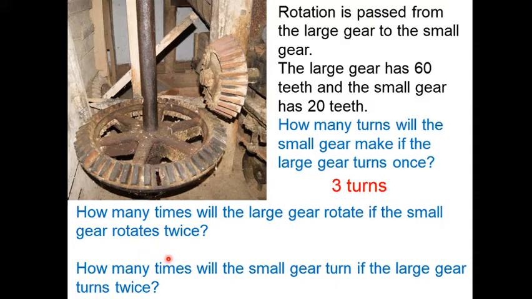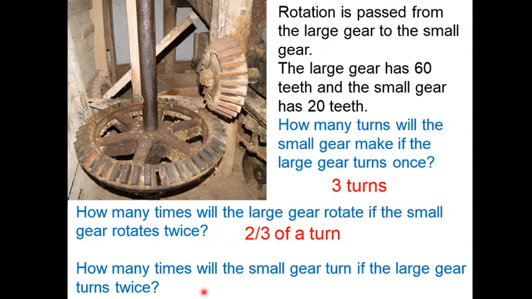For the second question, if the small gear rotates twice, how much rotation are you going to get on the large gear? Well, if the small gear rotates twice, that's 40 clicks. 40 clicks is 2/3 of 60, so you're only going to get 2/3 of a turn of the large gear if the small gear rotates twice.